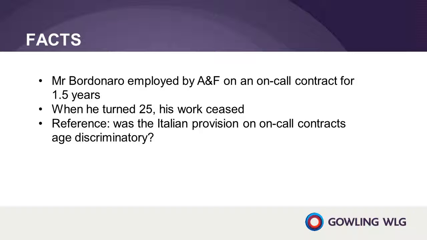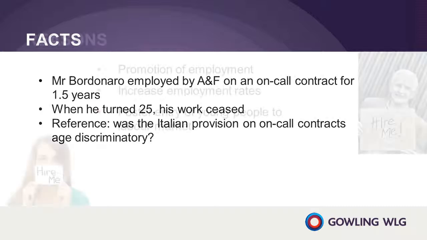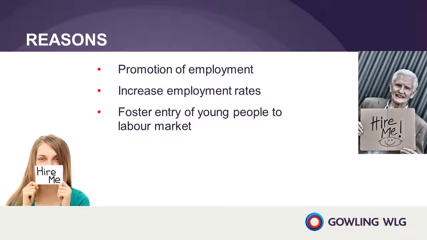He felt this was unfair and challenged it as unlawful, and the appeal court in Italy held that it was. But on appeal to the Supreme Court, they said that they weren't sure it had been infringed and gave a reference to the European Court on whether the Italian provision on these on-call contracts, to the extent it contains specific access and dismissal conditions for people under 25, was contrary to the principle of non-discrimination on grounds of age under the European Directive. So the Italian government put forward a number of different reasons underlying the measure.